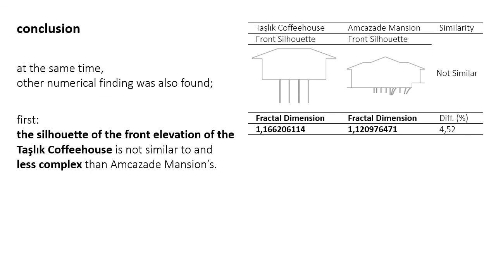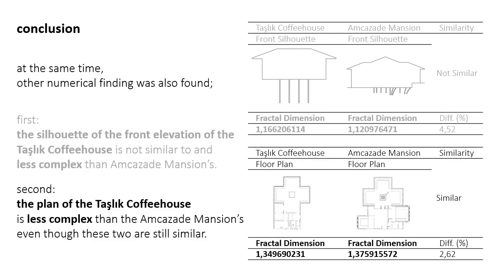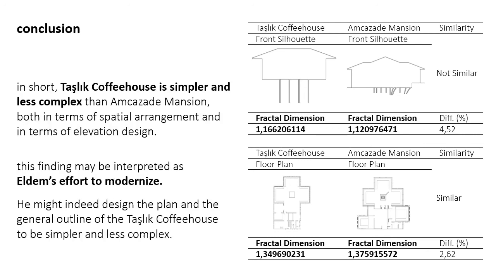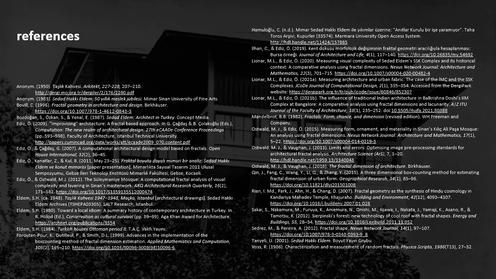First, the silhouette or the front elevations of the Taşlık Coffeehouse is simpler than the Amcazade mansion. And second, although the floor plans are still considered similar, the floor plan of the Taşlık Coffeehouse is also still simpler than the Amcazade mansion. In short, the Taşlık Coffeehouse is still simpler and less complex. This may be interpreted as Eldem's effort to modernize in his own way while still maintaining the qualities of Turkish architecture. That is the conclusion of our presentation.